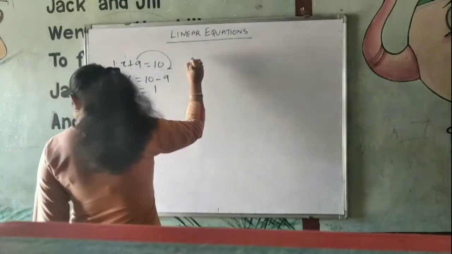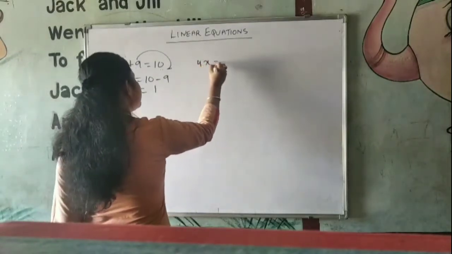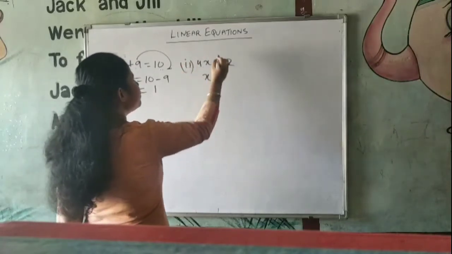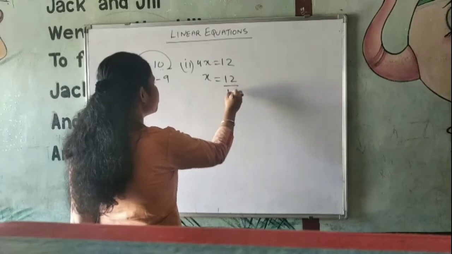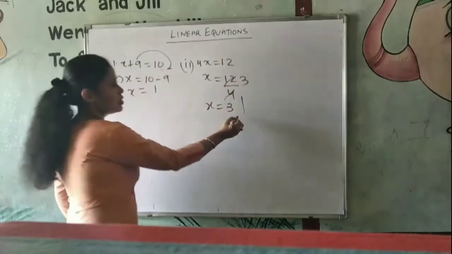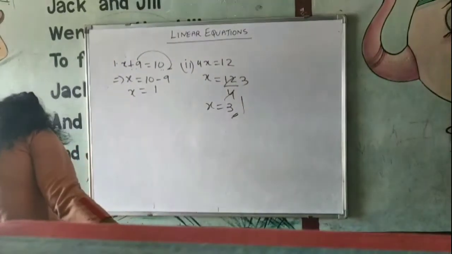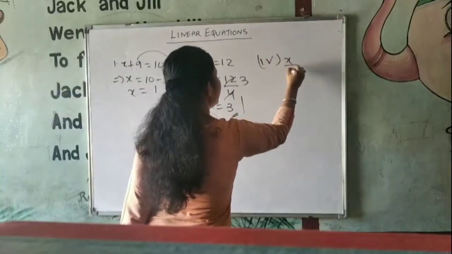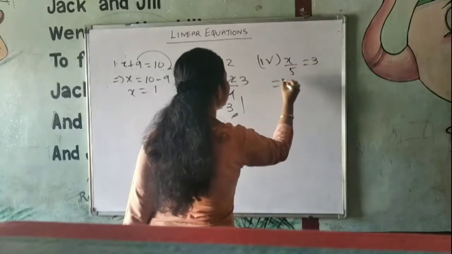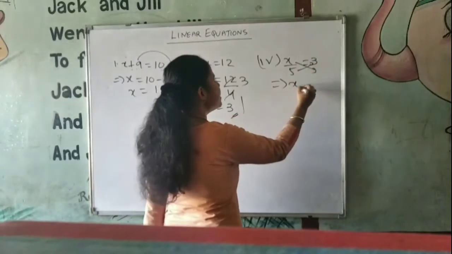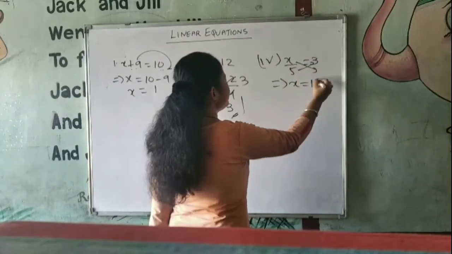Next question, suppose 4x equal to 12, how can you find out the value of x? You will write 12 divided by 4, 4 1s are 4, 4 3s are 12. So x is equal to 3. Another question, suppose x by 5 equal to 3. How can you find out the value of x? You will do the cross multiplication. x is equal to 5 3s are 15.